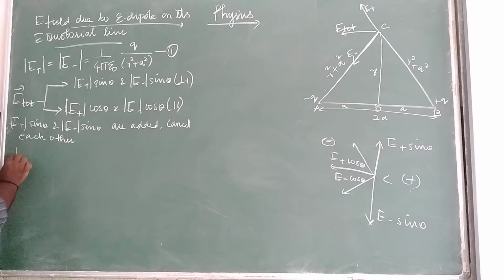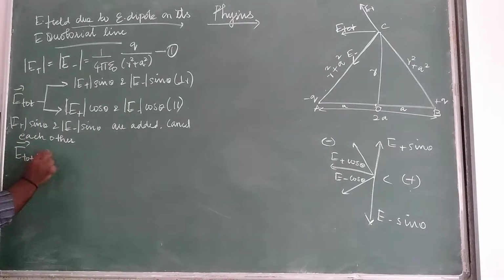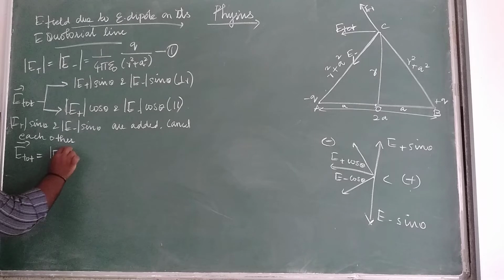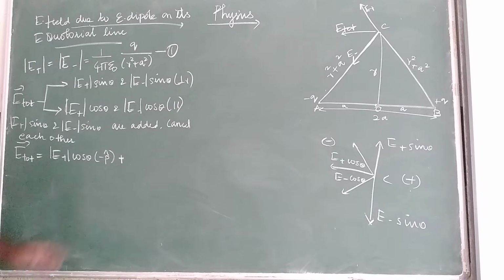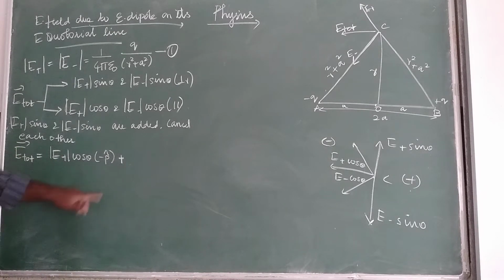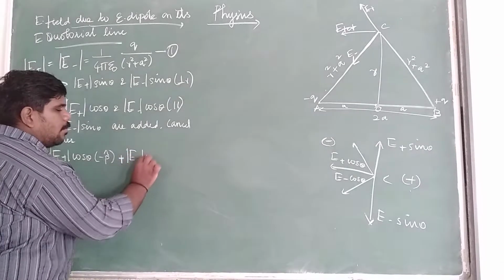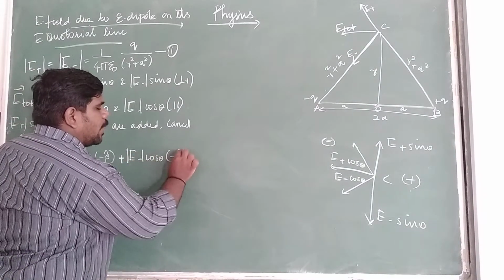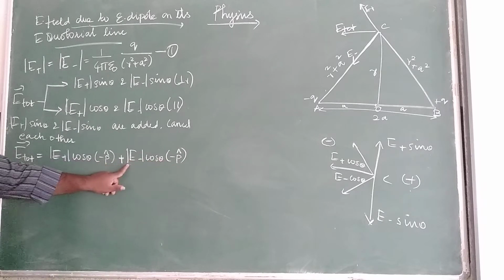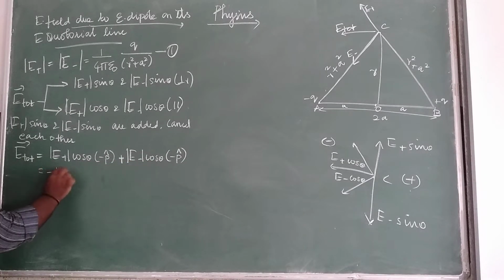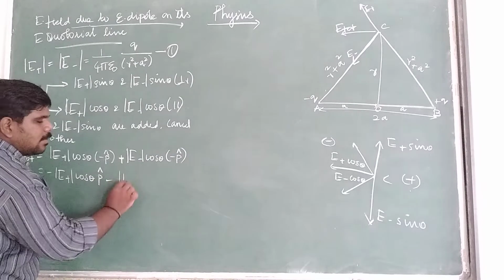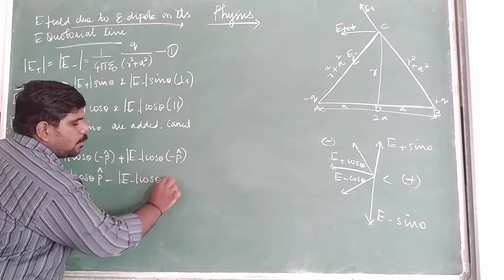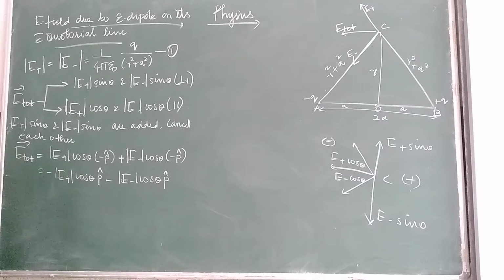So the total electric field is equal to E plus cos theta into minus p cap, plus E minus cos theta into minus p cap. Why is it minus p cap? Because it is acting on the negative axis. So plus into minus gives minus: minus of E plus cos theta into p cap, minus of E minus cos theta into p cap. Okay, clear? Any doubt?